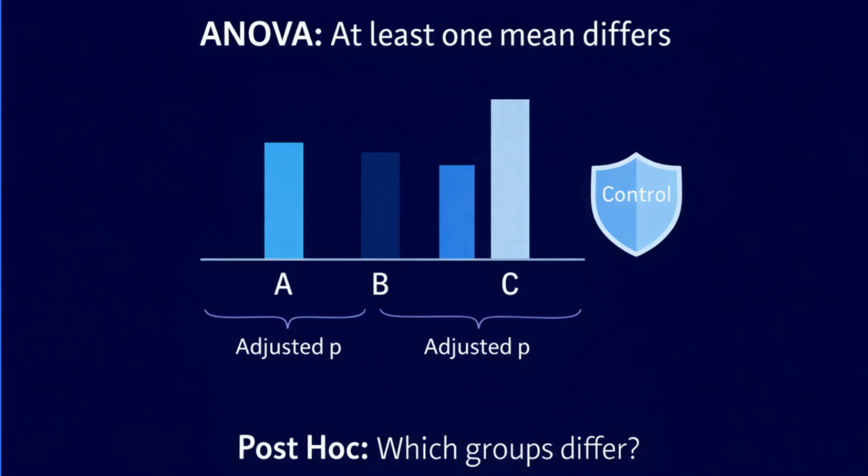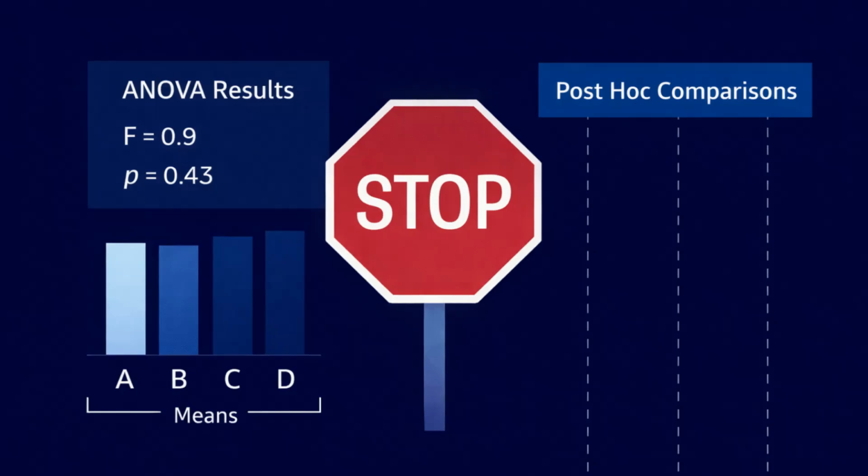ANOVA tells us whether at least one mean differs, but it does not tell us which groups differ. If we reject the null hypothesis, the next step is post hoc analysis, also called multiple comparisons. The software may produce pairwise comparisons between groups with adjusted p-values. The adjustment is important because when we compare many pairs, the chance of a false positive increases unless we control for it. A key rule for homework is that post hoc comparisons are interpreted after a significant overall ANOVA result.